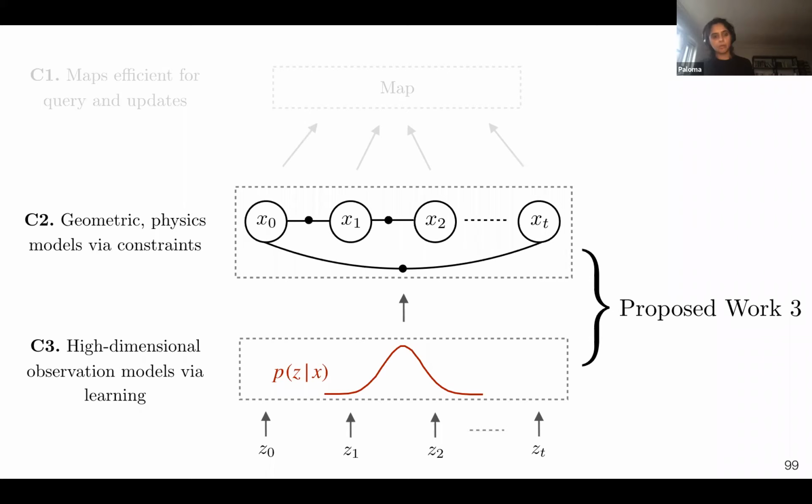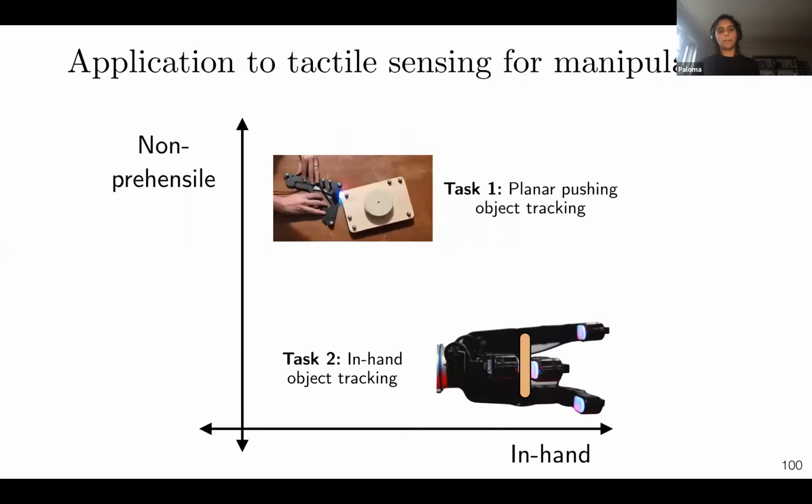And finally, coming to proposed work 3, where our focus is more on the experimental evaluation of the methods that we talked about. We talked about our target applications being tactile sensing for object tracking during manipulation using tactile sensors. And we propose to do this object tracking along 2 axes of motion: non-prehensile motions such as pushing, and in-hand motions such as in-hand object rotations.